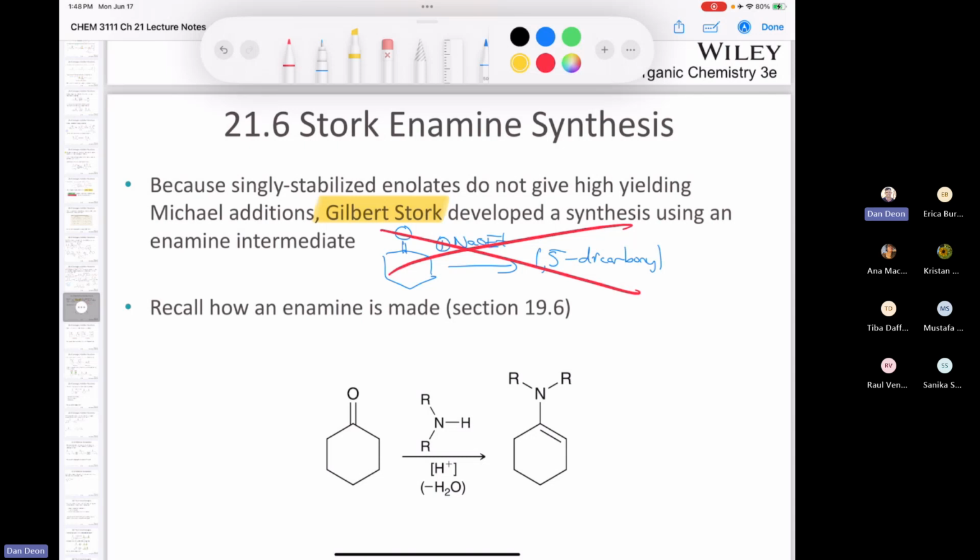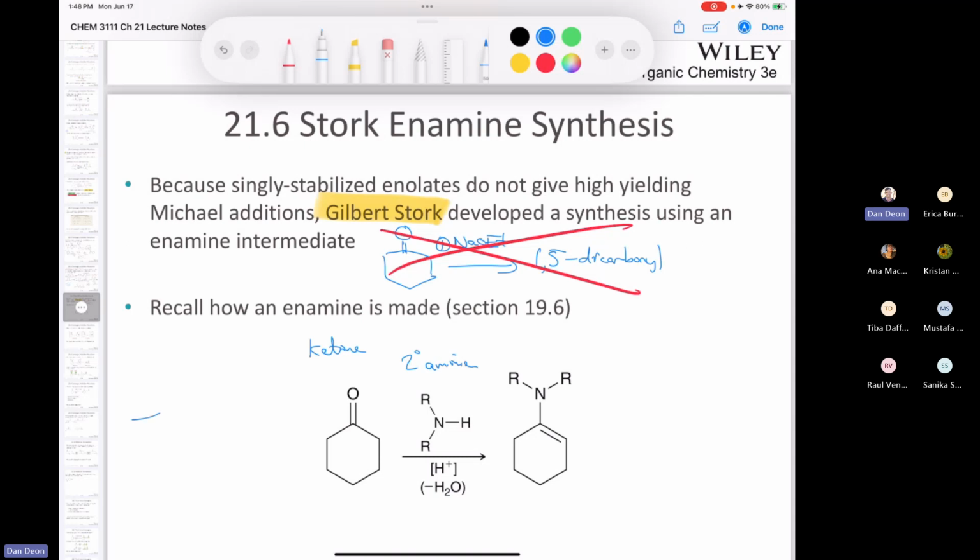He came up with all kinds of cool stuff. But anyhow, he developed what's called the Stork enamine synthesis. So he said, okay, this reaction doesn't work, but I can find a workaround for it. And you guys remember enamines? We covered it in the chapter on aldehydes and ketones. We said you take a ketone or an aldehyde, and then you take a secondary amine, a catalytic amount of acid, and you remove water, and you end up with an enamine.